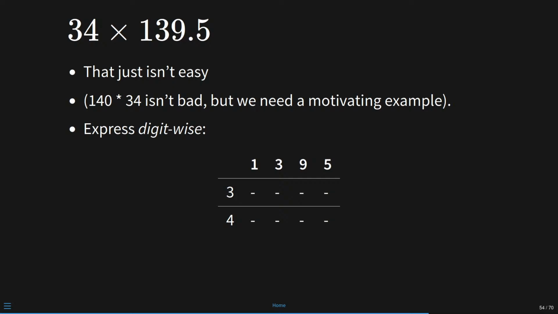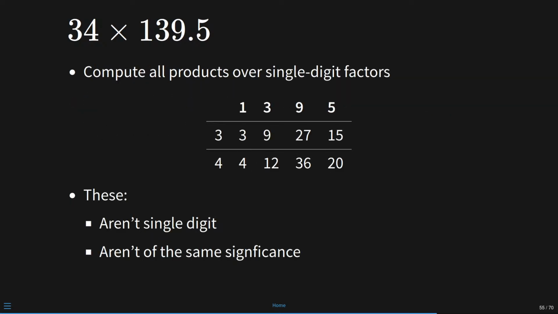Unfortunately, I think we could do this mentally pretty easily, but I'm going to follow through and just express this digit-wise. So I want to do a multiplication. I'm going to break this out essentially as a matrix. I'm going to compute the products, being the single atomic term of multiplication, over all of the single-digit factors. Each one of these operations is quite simple, right? It can take place in a very small amount of time.